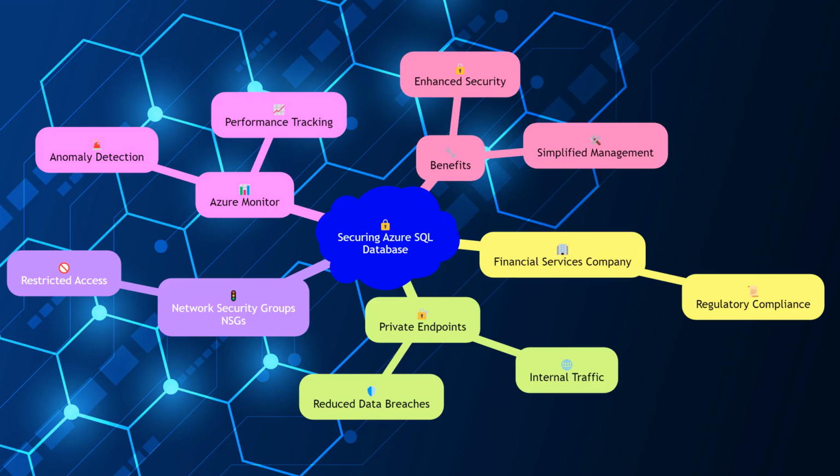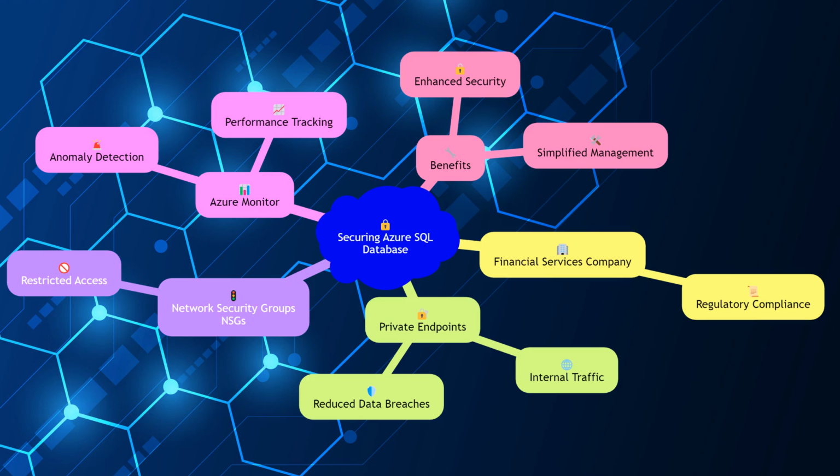A financial services company needed to secure its Azure SQL database to comply with regulatory requirements. By implementing private endpoints, the company was able to ensure that all database traffic remained within the Azure network, reducing the risk of data breaches. The company also configured NSGs to restrict access to the private endpoint and used Azure Monitor to track performance and detect any anomalies. This approach not only enhanced security, but also simplified the network architecture, making it easier to manage and maintain.